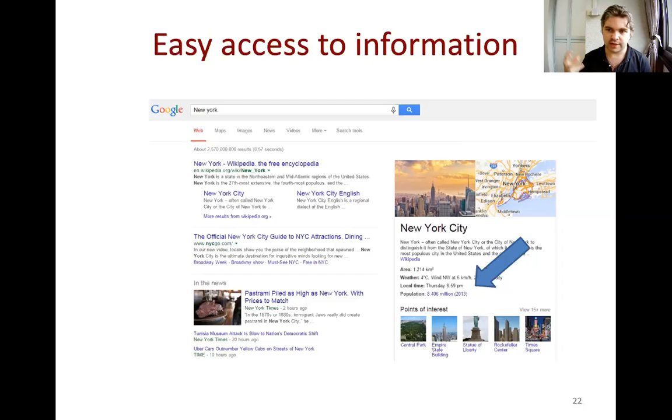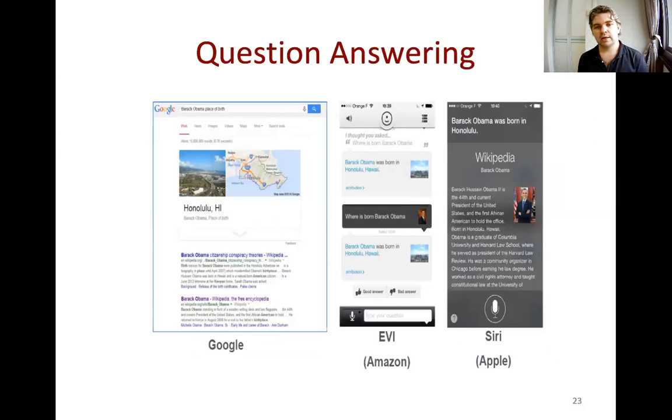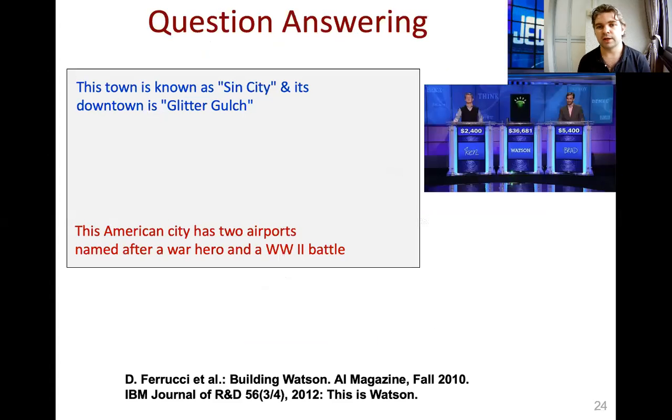So there's a knowledge graph and entities related to each other that get assembled in one summary on the right side of Google. I have a question answering example. So Barack Obama place of birth, Honolulu, right? Hawaii. Yeah, so you can also get that, right? So on Amazon, you have question answering. When you ask a question, they can answer you. In Siri by Apple, this question is even asked spoken in natural language, and then Siri can reply.